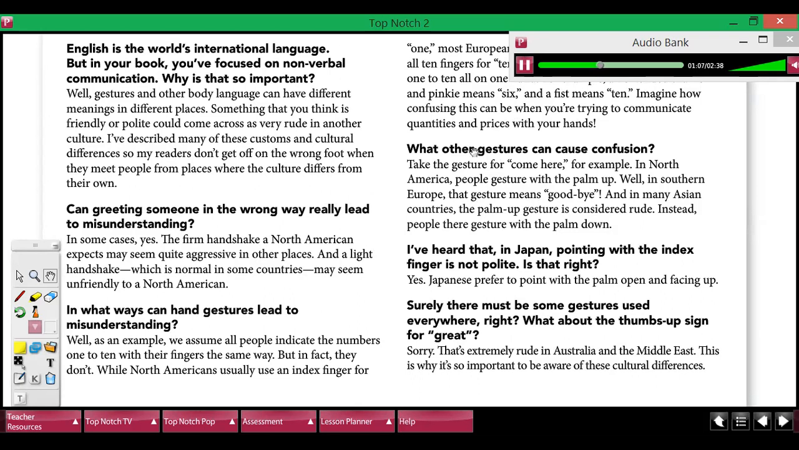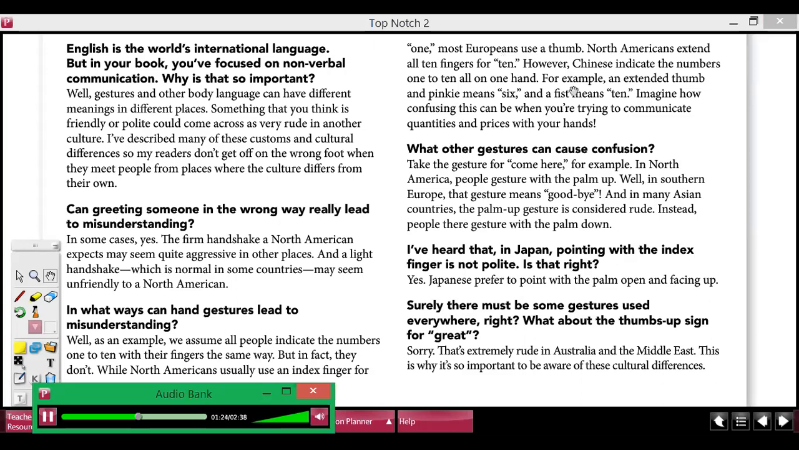Well, as an example, we assume all people indicate the numbers 1 to 10 with their fingers the same way. But in fact, they don't. While North Americans usually use an index finger for 1, most Europeans use a thumb. North Americans extend all 10 fingers for 10. However, Chinese indicate the numbers 1 to 10 all on one hand. For example, an extended thumb and pinky means 6, and a fist means 10. Imagine how confusing this can be when you're trying to communicate quantities and prices with your hands.